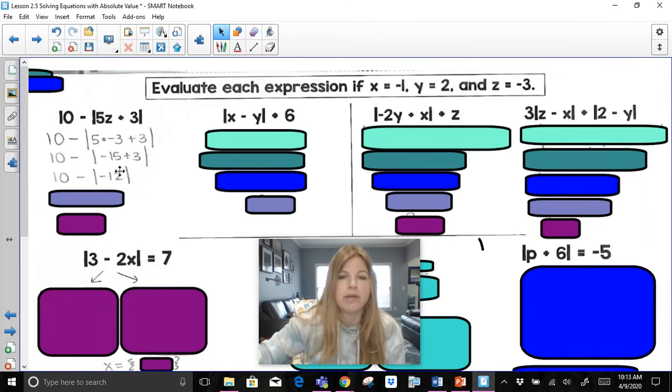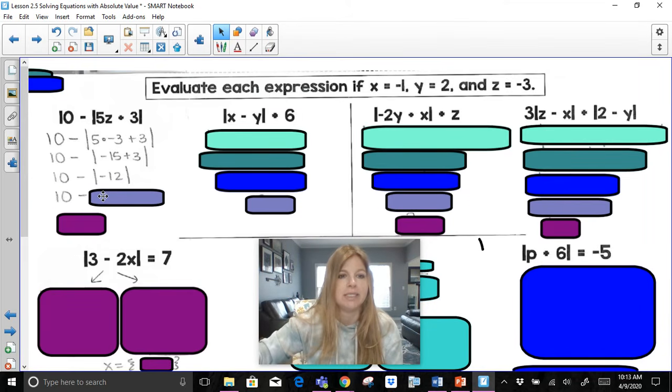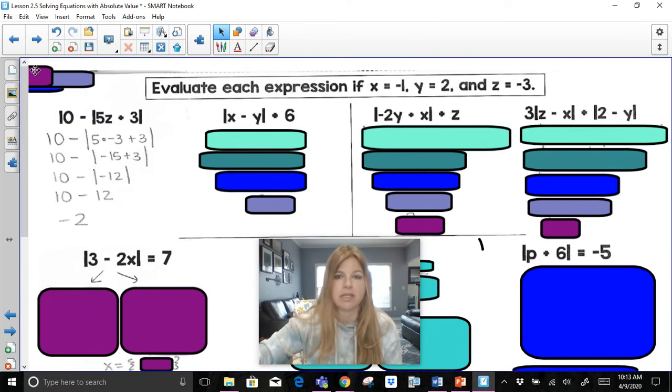So the absolute value of -12 is 12. I wouldn't write the absolute value of 12. I would just write 12. So this is 10 minus, this result is 12, and 10 minus 12 is -2. Let's try the next one.